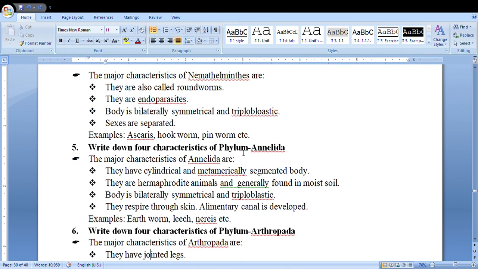Write down 4 characteristics of phylum Annelida. Annelida has following characteristics. They have cylindrical and metamerically segmented body. Metamerically segmented means body is divided externally as well as internally. They are hermaphrodite animals, means male and female organs are found in the same body, generally found in moist soil. Body is bilaterally symmetrical and triploblastic. They respire through skin and they have developed alimentary canal. Example: earthworm, leech, nereis, etc.